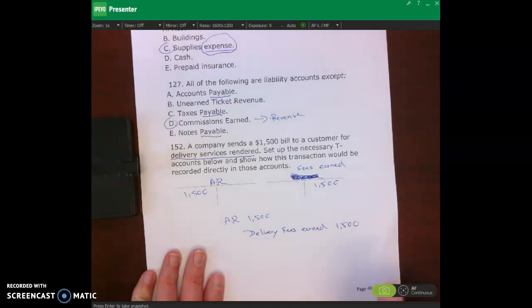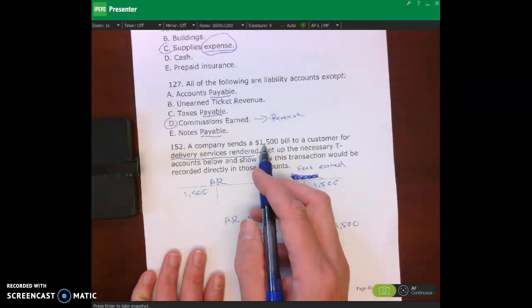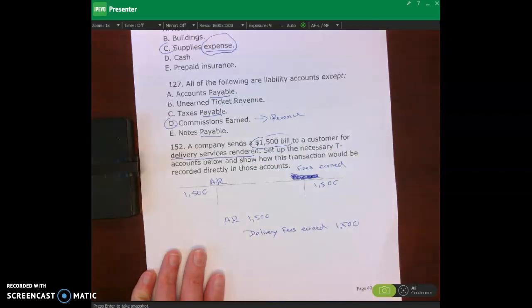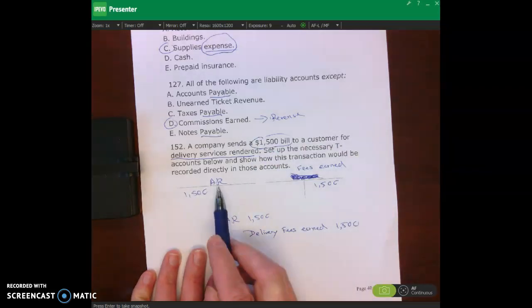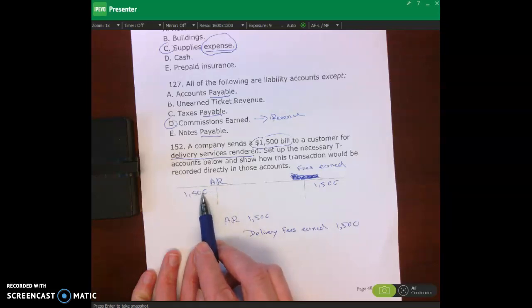So even though they have not gotten paid yet, they can still recognize the revenue because of the revenue recognition principle. It doesn't say anything that they got paid, does it? Nope. So this is an accounts receivable. So we have our accounts receivable T account. We would debit accounts receivable because accounts receivable is an asset, so I put that on the left side of the accounts receivable T account.